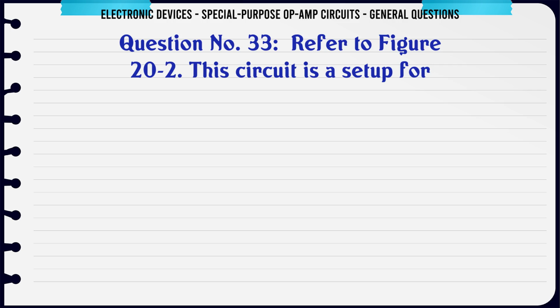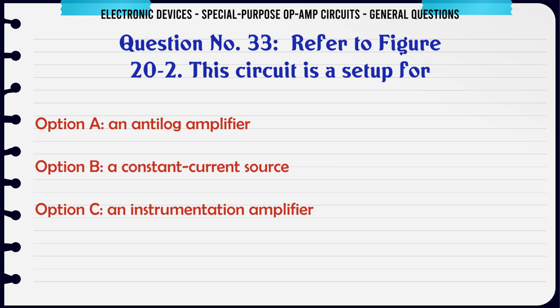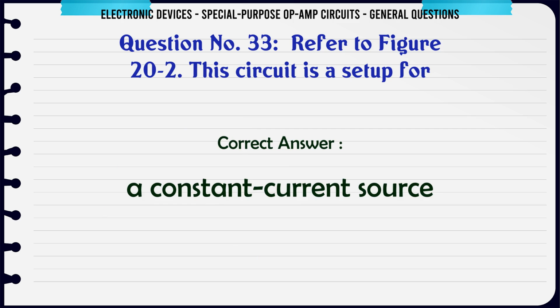Refer to figure 22. This circuit is a setup for A. An antilog amplifier, B. A constant current source, C. An instrumentation amplifier, D. An isolation amplifier. The correct answer is a constant current source.